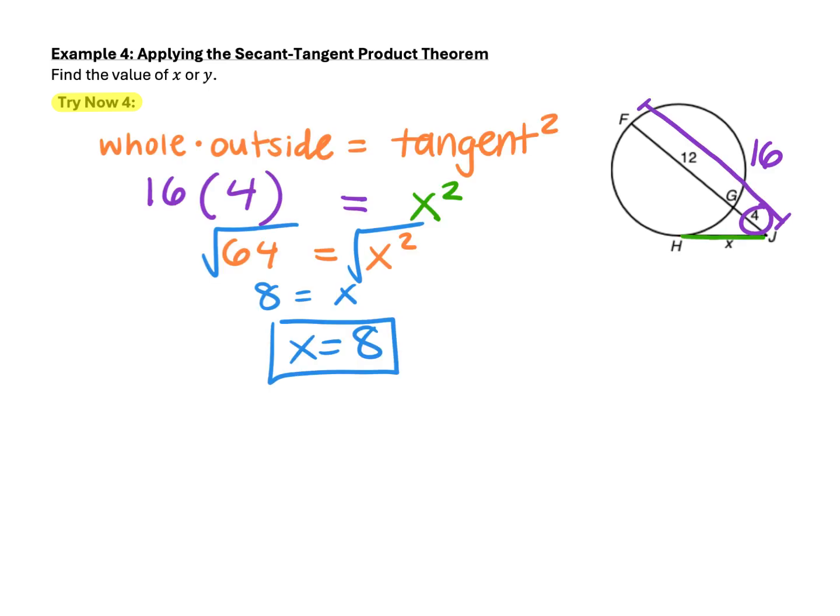And here is your solution to the try now. The whole times the outside, 16 times 4, has to equal the tangent squared, x squared. If x squared equals 64, we can root that and get x equals 8.